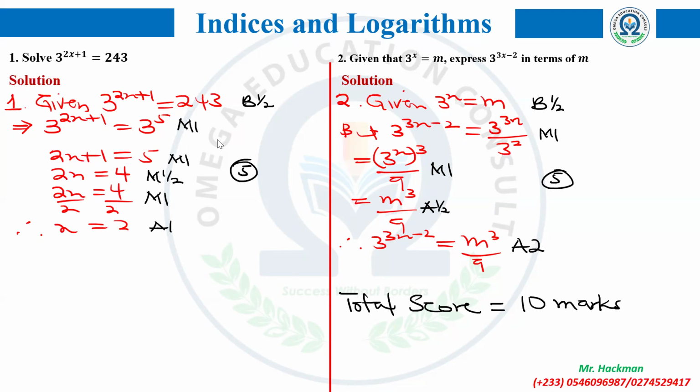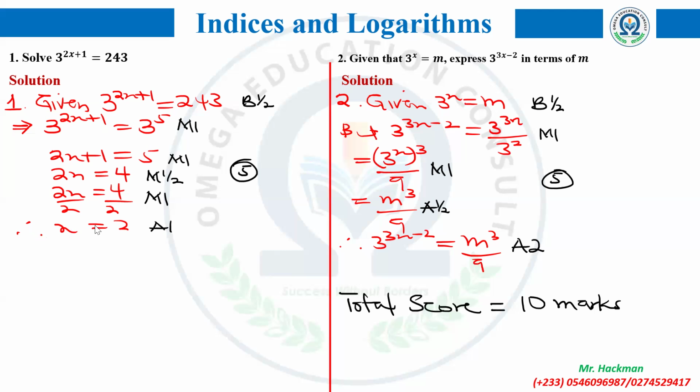Please take notes. At this point, equating the numerator, did I say numerator? Sorry, the powers will give you this, and that will be M1. Then after that, you are solving for s. So it's a linear equation. You move this one to this side, which will give you 2s is equal to 4. So that will be M half. You write it again and you divide. That will be M1. Then at this point, when you reduce, you land at your answer. So you can draw your conclusion at this point.